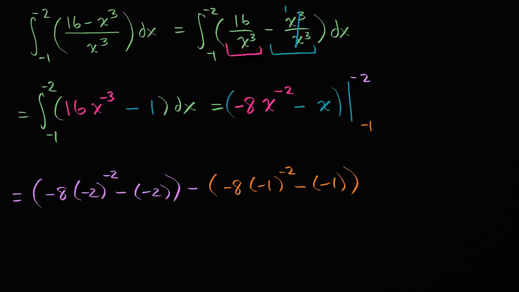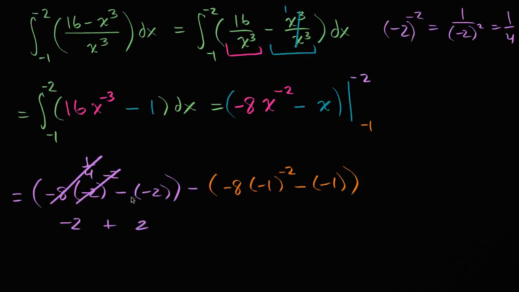All right, so what is this going to be? -2 to the -2 is equal to 1 over (-2) squared, which is equal to 1/4. But then -8 times positive 1/4 is going to be equal to -2. And then we have -2 minus -2, so that's -2 plus 2. And so everything I've just done in this purplish color is just going to be 0.